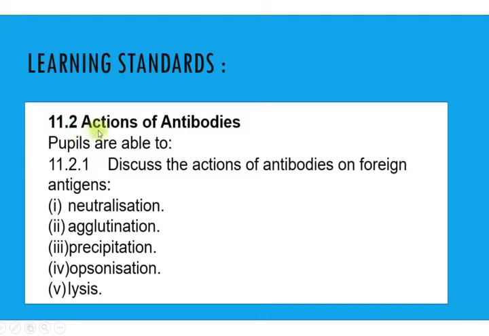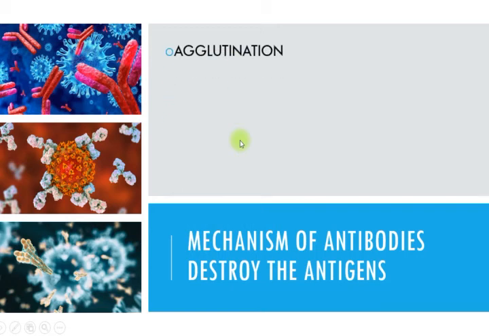In 11.2 Actions of Antibodies, you are able to discuss the actions of antibodies on foreign antigens. So what are the actions? First, neutralization, agglutination, precipitation, opsonization, and last one is lysis. All of these are mechanisms used by the antibodies to destroy the antigens. So let's go to the mechanism.